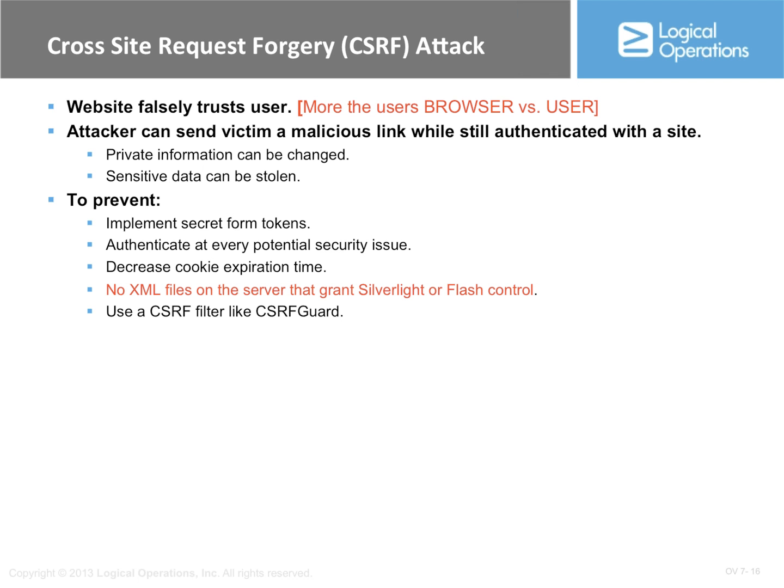The core countermeasure, or mitigation for it, is to not allow XML files on the server, for instance, to grant Silverlight or Flash control. Okay, absolutely right there. The other ones kind of go without saying. You may not have heard of the second one here: authenticate at every potential security issue. Okay, so that's extremely large to delineate through, and so it makes it very hard to test against. However, no XML files on the server that grant Silverlight or Flash control is very easy to test against.